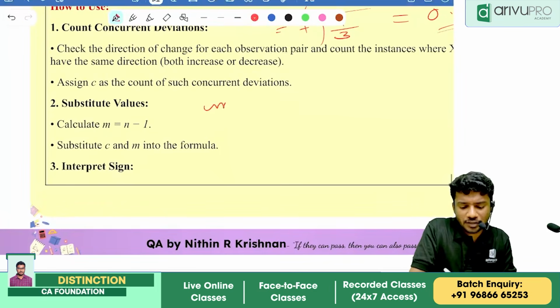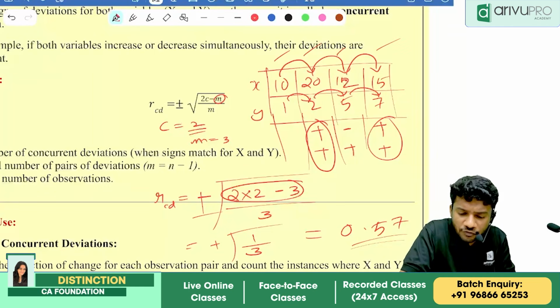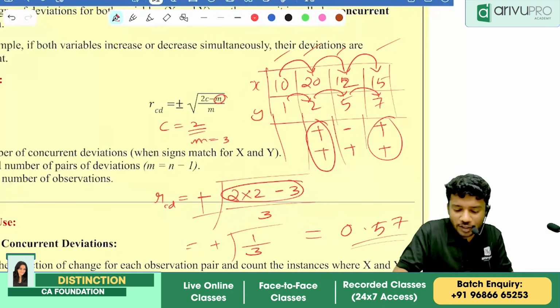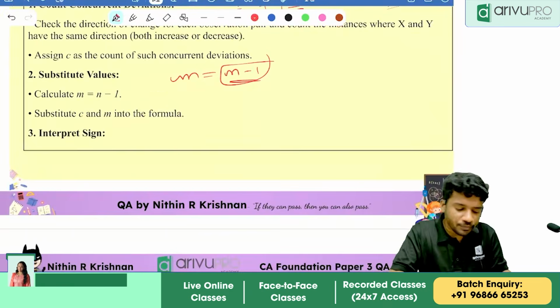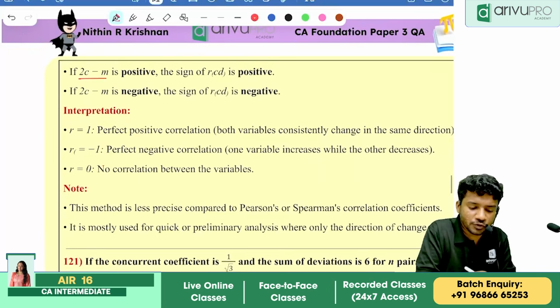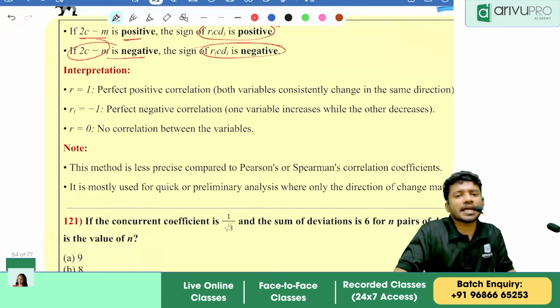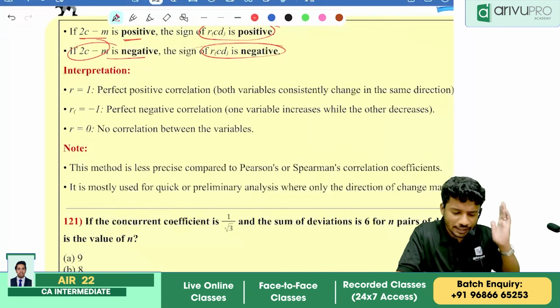Now, M can also be written as N minus 1. Look here, how many are there in total? 1, 2, 3, 4. So M is N minus 1. Now, look here. If 2C minus M is positive, then RCD is positive. If 2C minus M is negative, RCD is negative. RCD means correlation coefficient with respect to concurrent deviation.